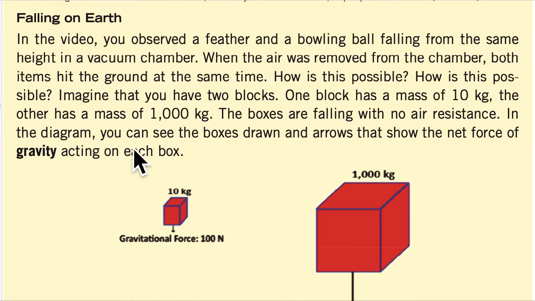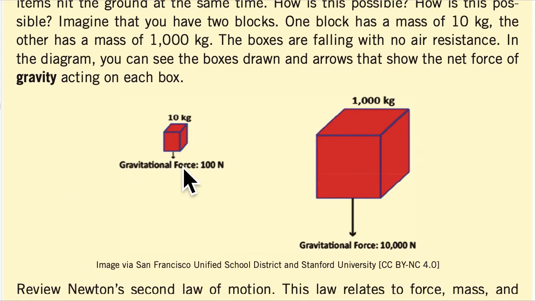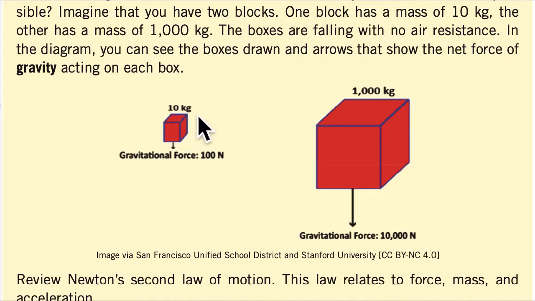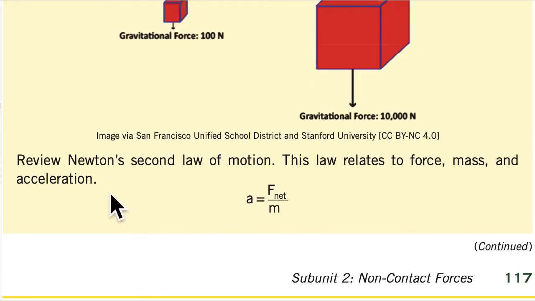In the diagram, you can see the boxes drawn and arrows that show the net force of gravity acting on each box. 10 kilograms, gravitational force 100 newtons. 1,000 kilograms, gravitational force 10,000 newtons. Review Newton's second law of motion. This law relates to force, mass, and acceleration. A equals F net divided by m.